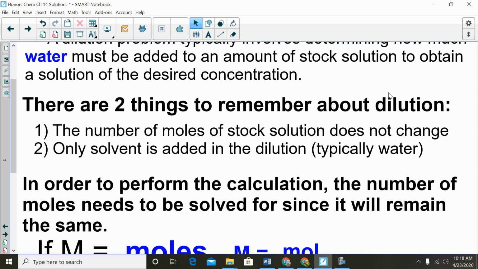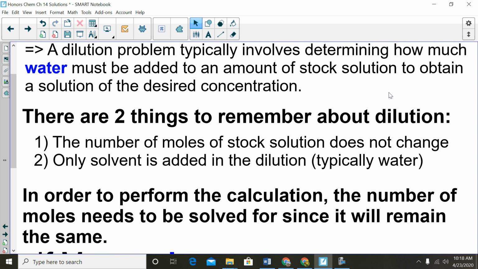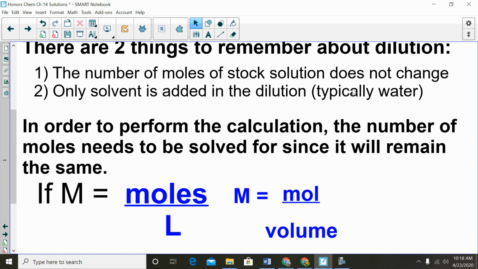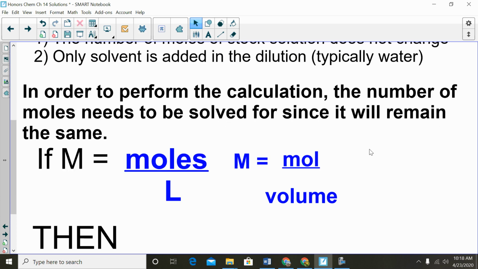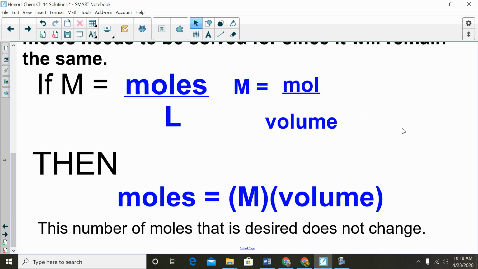Now, in order to perform the calculation, the number of moles needs to be solved for since it will remain the same. So what am I talking about? Where's this coming from? Well, we did learn about molarity, right? And molarity is mole per liter, which is essentially mole per volume. So if we know that the moles is going to stay the same, we need to rearrange this formula so that it's solved for mole. All right, so mole equals molarity times volume. This number of moles that is desired does not change. That's why we solved for it.